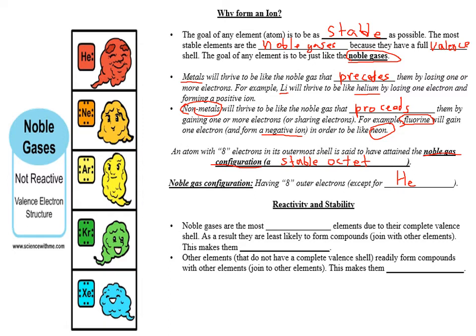So again, I just want to recap what reactivity and stability mean. Noble gases are the most stable elements. That means they don't react very much. And the reason they don't react very much is because they have a complete collection of valence electrons already. They don't have to go hunt for any more. Okay? So being stable basically means you're unreactive.